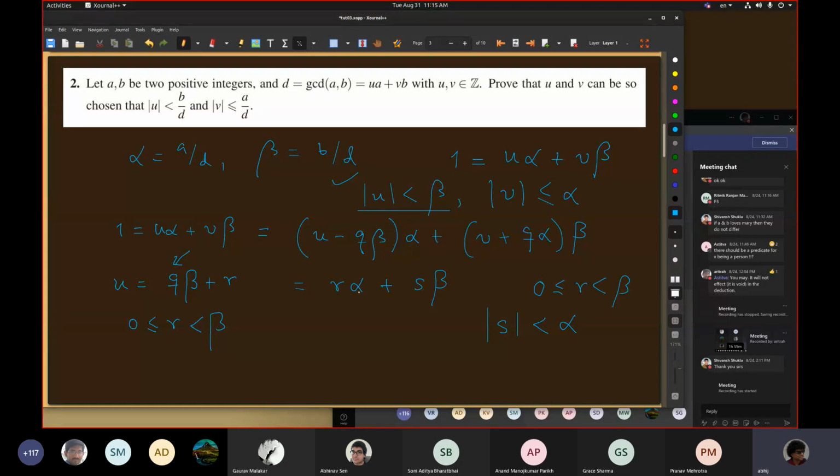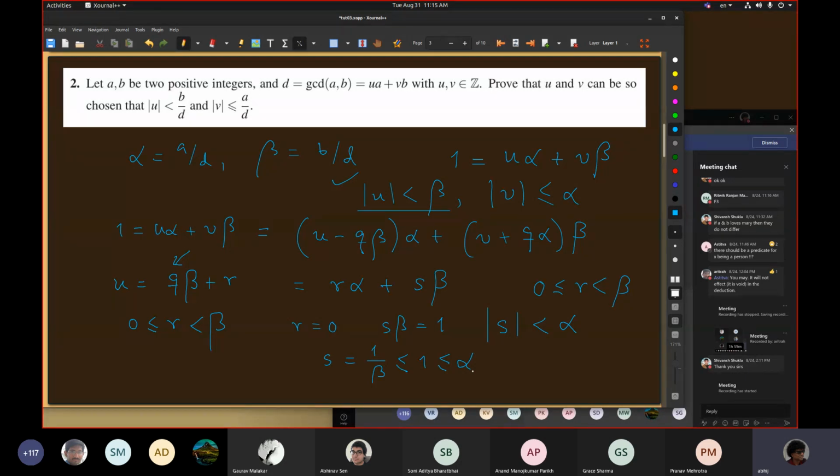Okay. So this is now not that difficult. R can be 0. If R is 0, then I have S beta equal to 1. S is 1 over beta. Therefore, this is less than equal to 1, which is less than equal to alpha. Beta is an integer, right? So 1 by beta cannot be bigger than 1, so less than equal to 1.